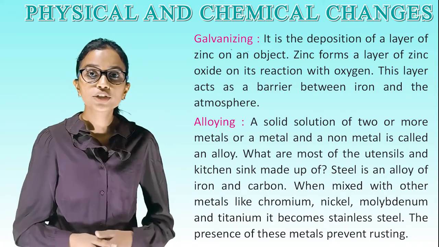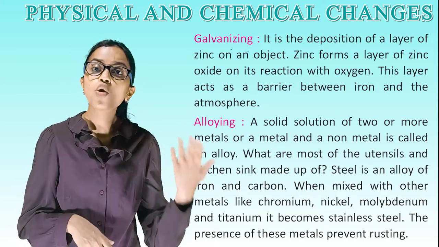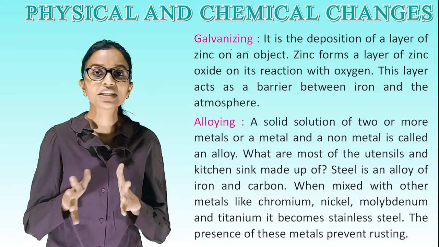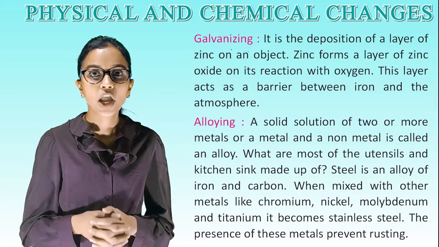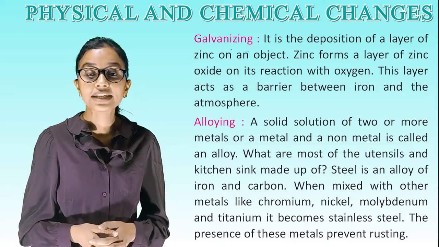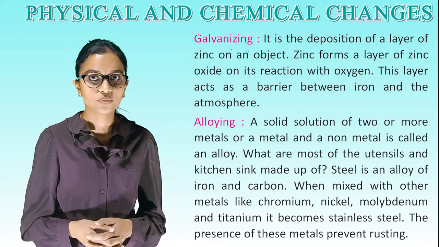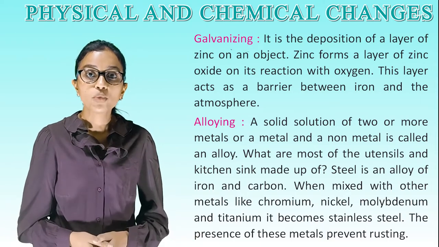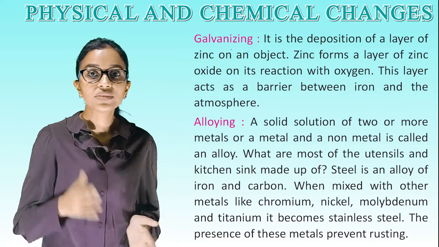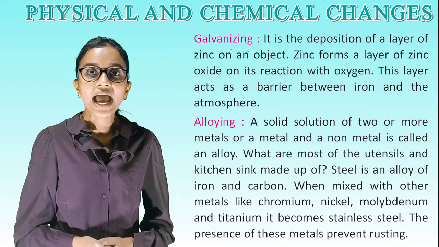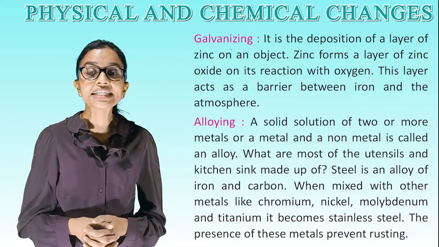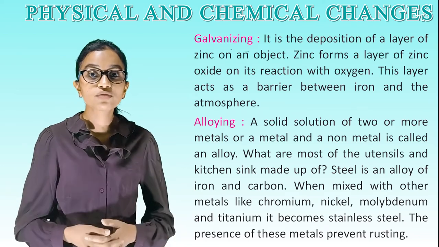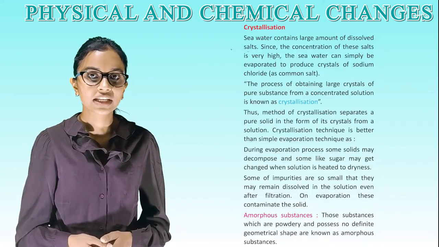Alloying. A solid solution of two or more metals, or a metal and a non-metal, is called an alloy. What are most of the utensils and kitchen sinks made up of? Steel is an alloy of iron and carbon. When mixed with other metals like chromium, nickel, molybdenum and titanium, it becomes stainless steel. The presence of these metals prevents rusting.